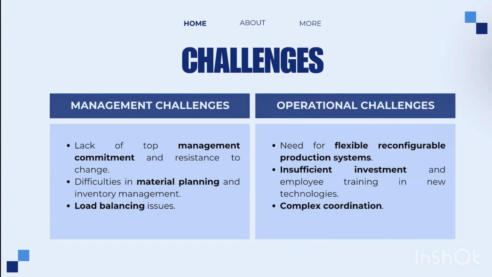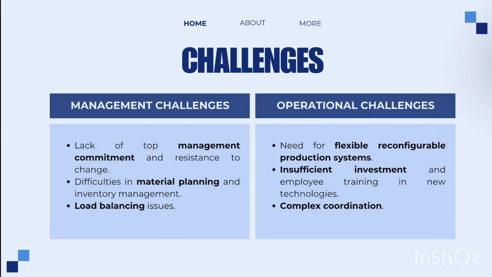There is also resistance to change, as managers and employees may feel uncertain when moving to a more flexible production environment. Operationally, mass customization complicates material planning, since firms must prepare for a wider variety of product configurations, which can lead to shortages or excess stock. Finally, load balancing becomes harder because varying product types require constant adjustments to schedules to avoid bottlenecks.